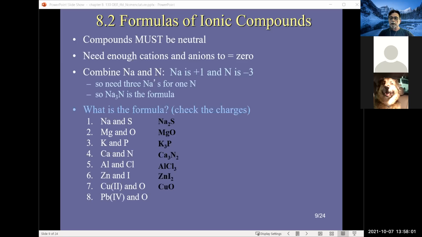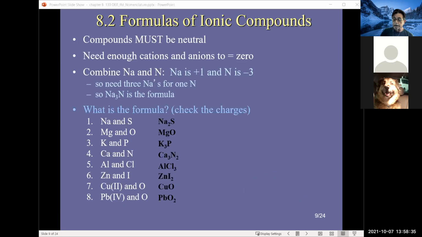All right, so let's do one more. Lead, Pb, lead 4. This tells you you are working with Pb +4. And then we got oxygen again, which is oxide, which has a -2. And so we need at least 2 oxides to balance out the +4 of the lead. And so its formula becomes PbO2.